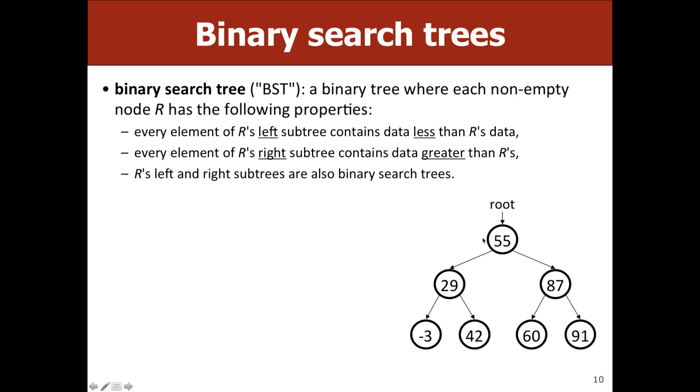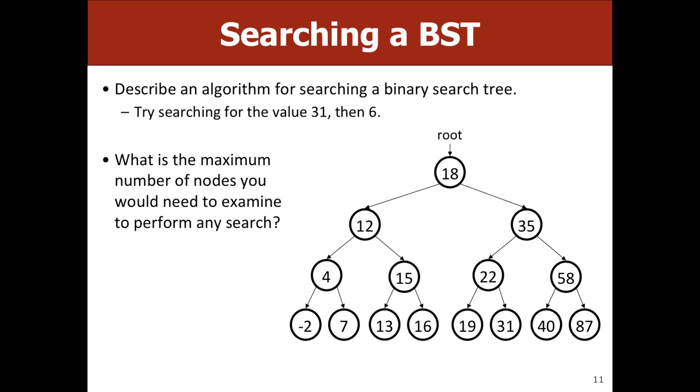As an example, everything smaller than 55 in this tree is on this side, and everything larger than 29 but smaller than 55 would be in this subtree. Let's see if we can change our contains function to get to O(log n) instead of O(n) runtime. Why don't you talk with a partner and try to figure out a way to optimize our contains function, taking advantage of this ordering property.